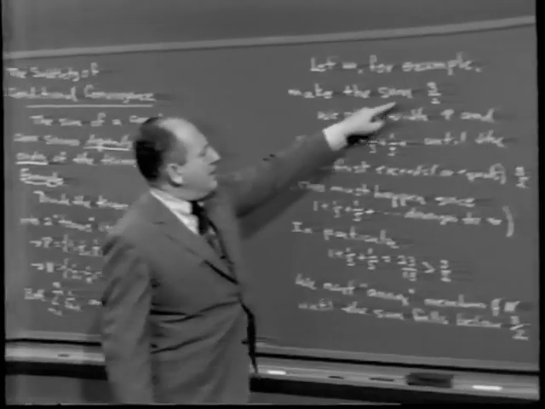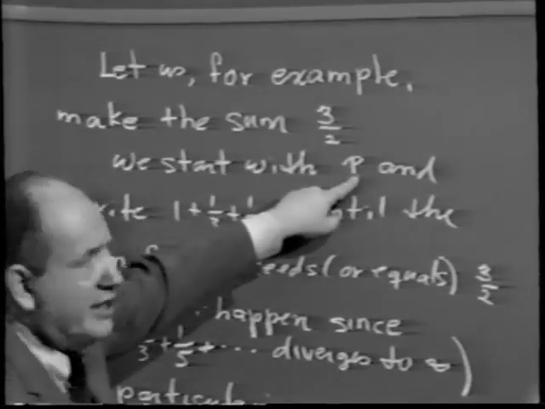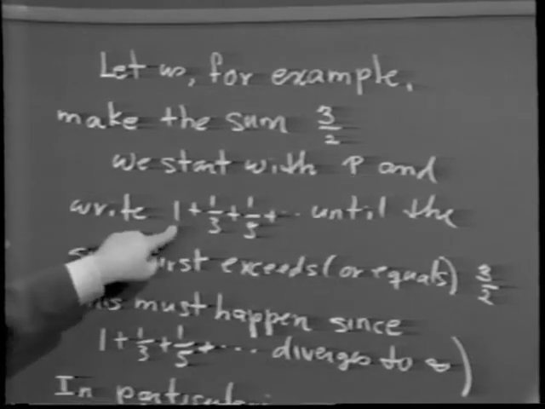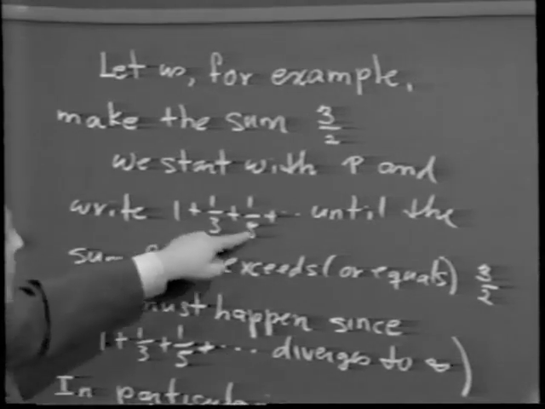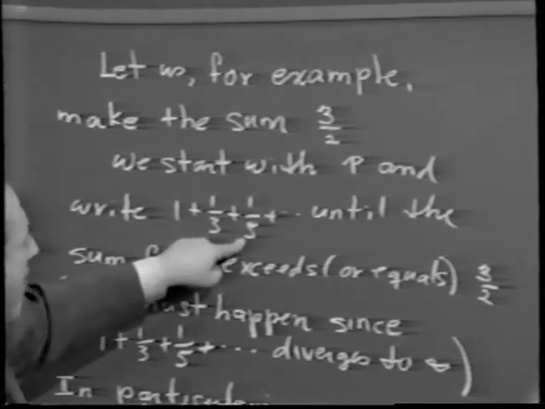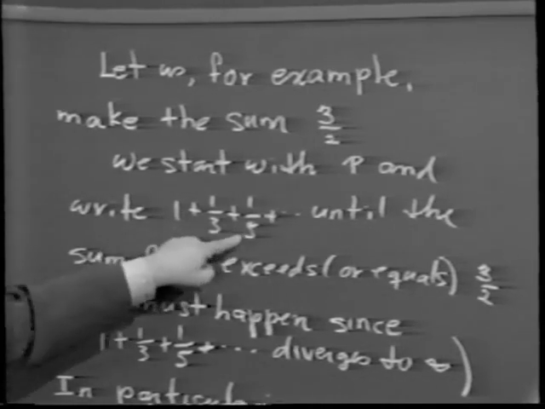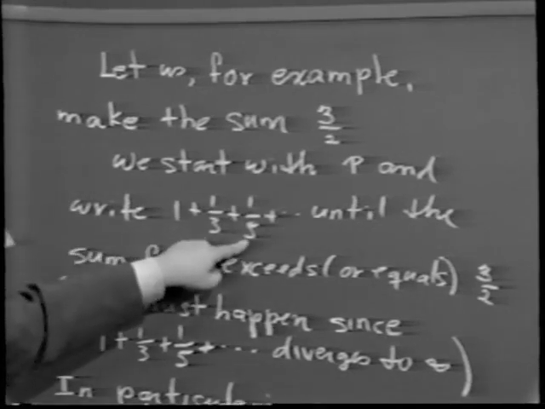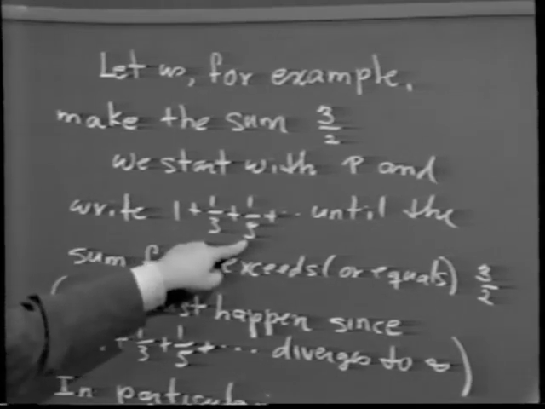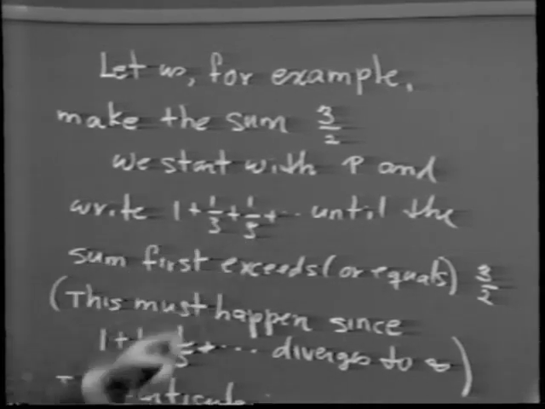I want to make this sum at least 3 halves. So what I do is, I start with my positive terms from the set P and add them up. 1 plus a third plus a fifth, etc. The thing that I'm sure of is that eventually this sum must exceed 3 halves. Why do I know that? Well, P diverges to infinity. How could the sum of the terms in P diverge to infinity if the sum never got at least as big as 3 halves?